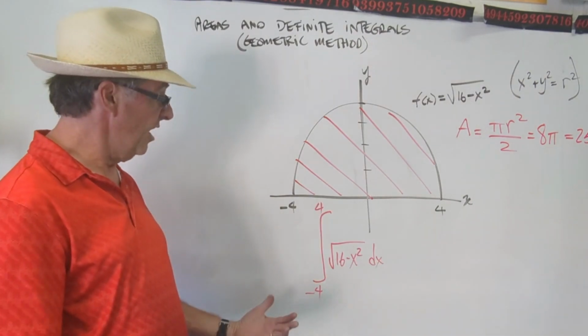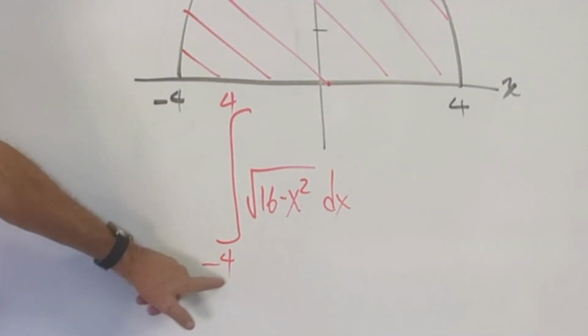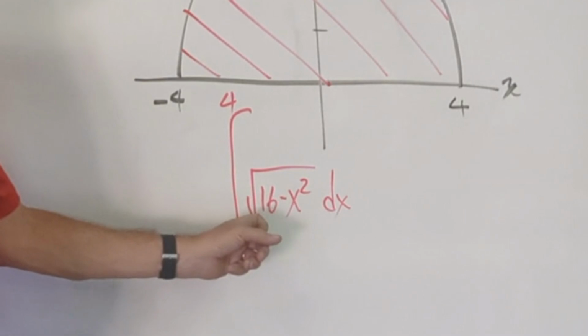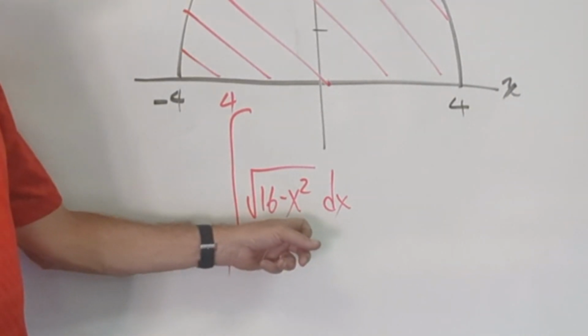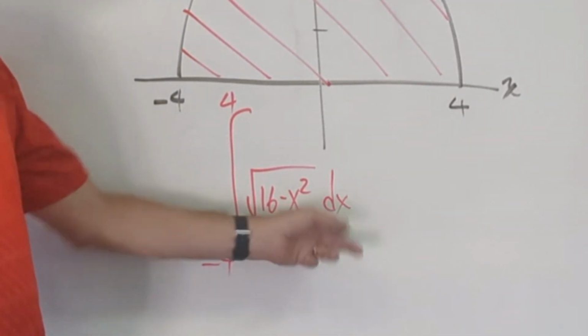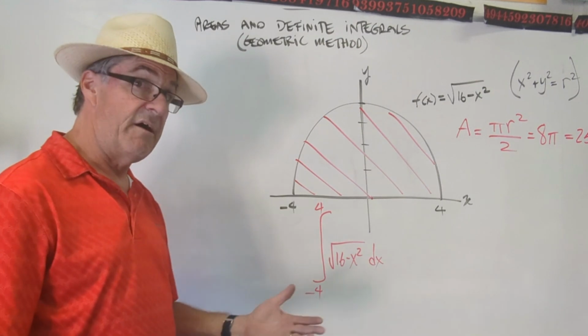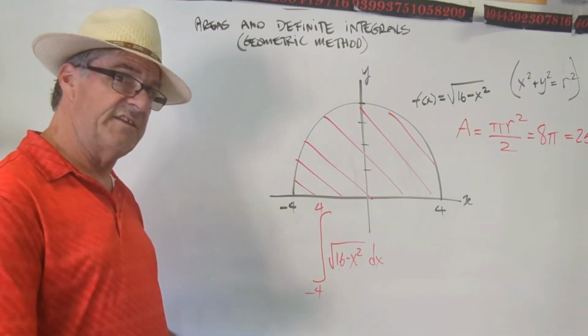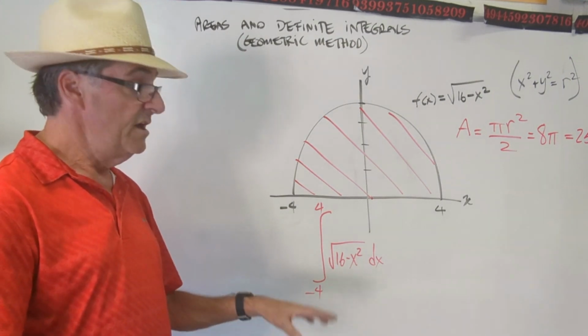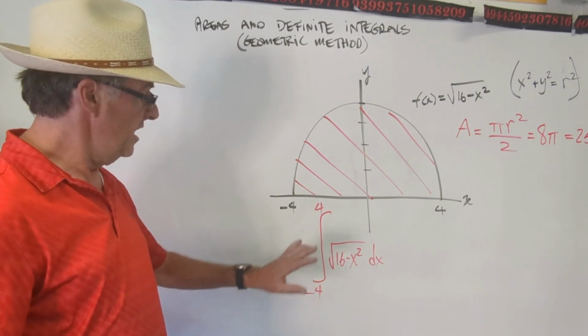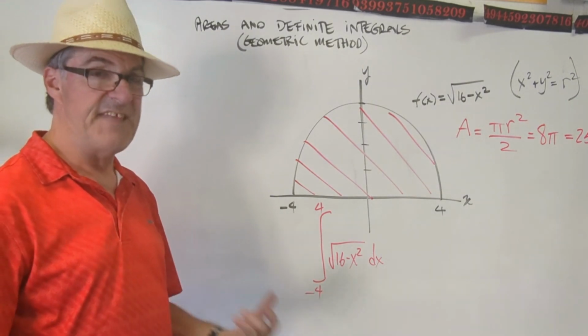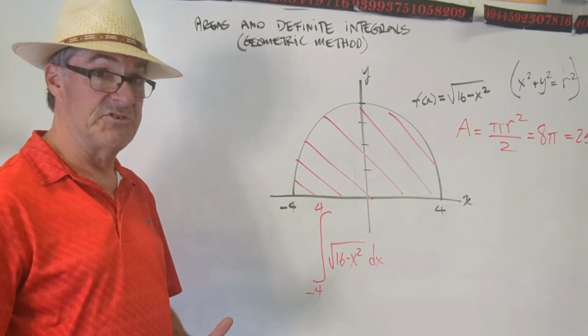Okay, so here we are. It's the integral from -4 to +4 of root 16 minus x squared dx. So now, what I want you to do is go investigate that link below the video there and go ahead and pull out your calculator and put this in there and get the answer. Okay, let's see what you get.